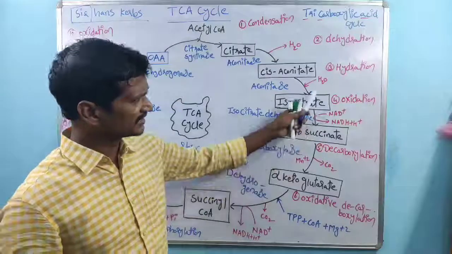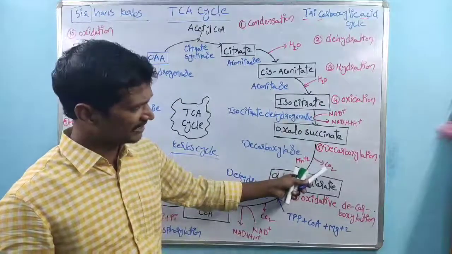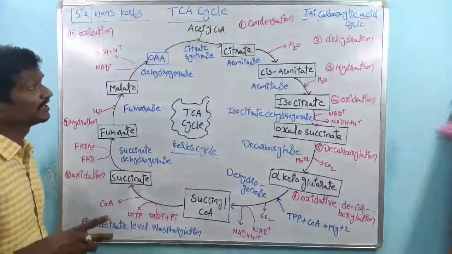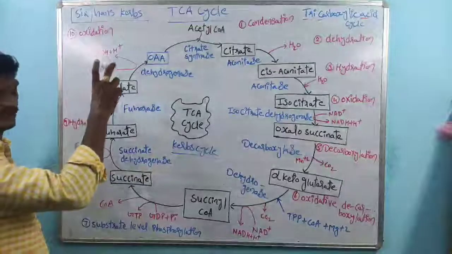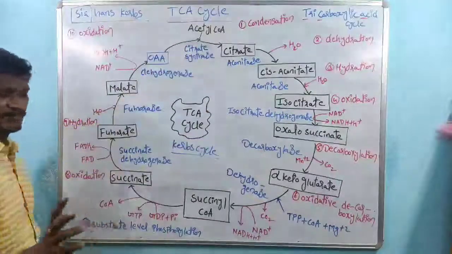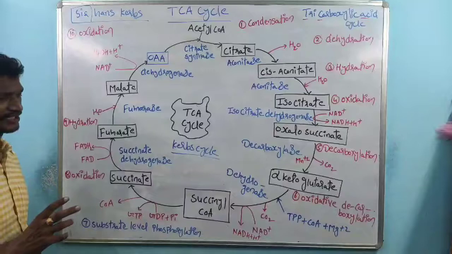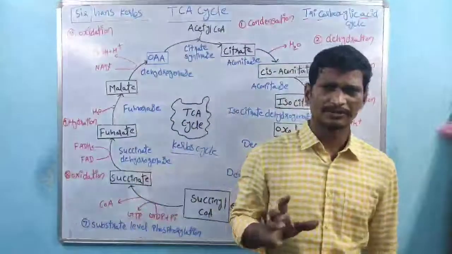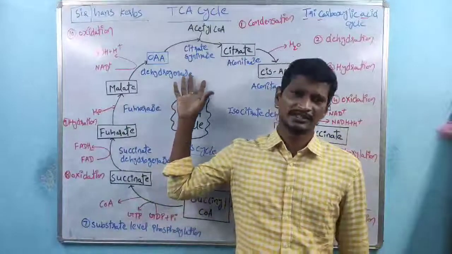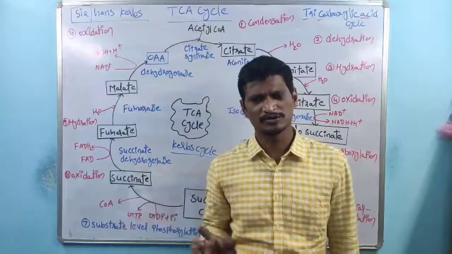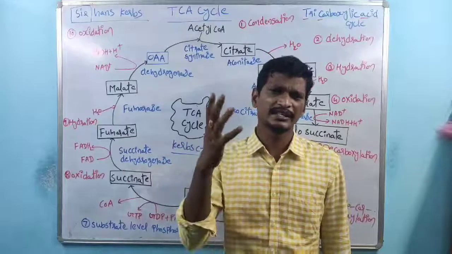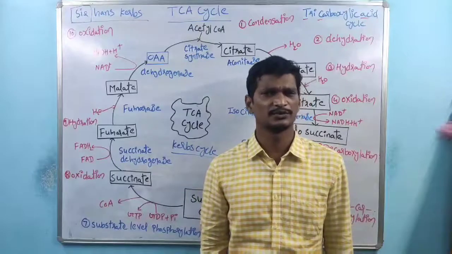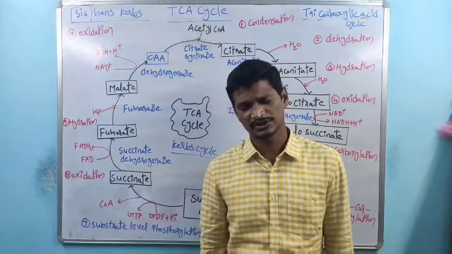Remember, within the TCA cycle, this is one carbon dioxide releasing step, and this is another carbon dioxide releasing step. So within the TCA cycle, carbon dioxide production takes place. Here carbon dioxide is produced. Then what is the use? High energy compounds are produced.